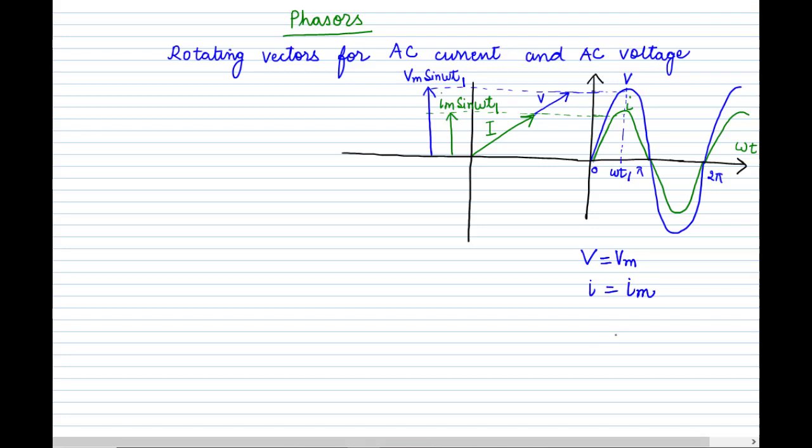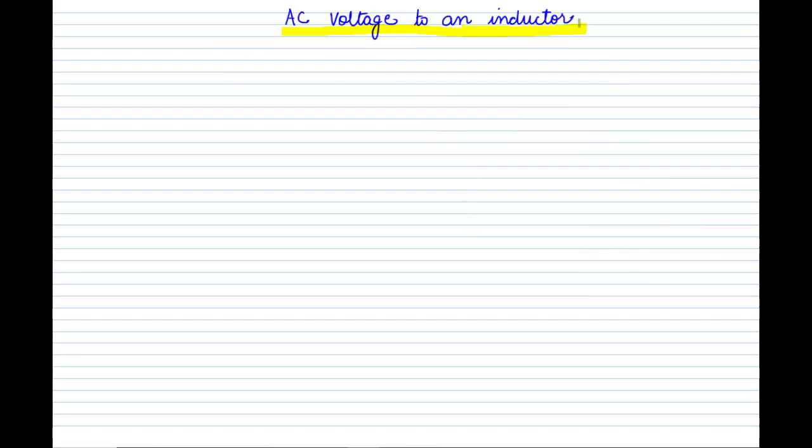So if this time is t1, and the voltage and the current are in the same phase, then we show the amplitude. This is Im sin omega t1 and this is Vm sin omega t1. These show the rotating vectors as phasors. At any time t1, this is the voltage and this is the current. So this is how we draw the phasor. Now we'll apply AC voltage to an inductor, a pure inductor. So the voltage is V equal to Vm sin omega t.